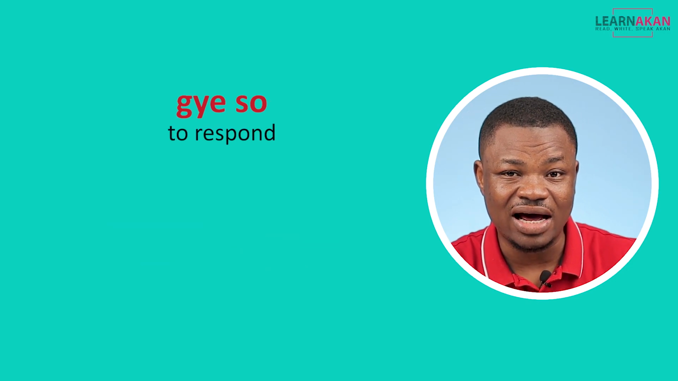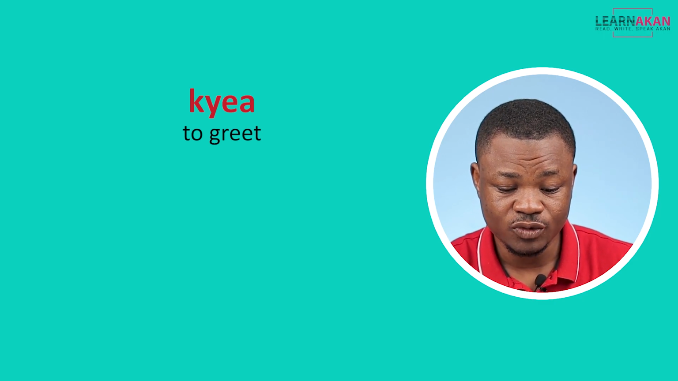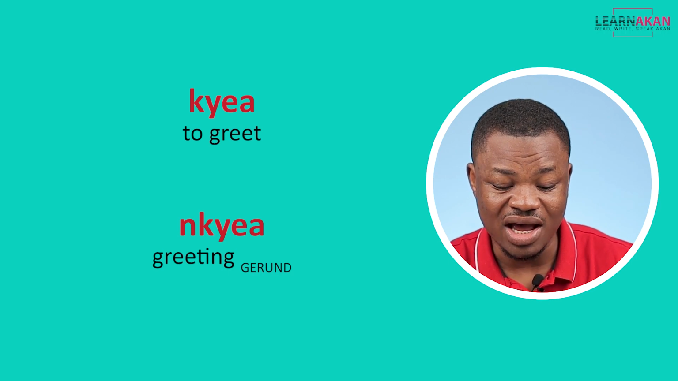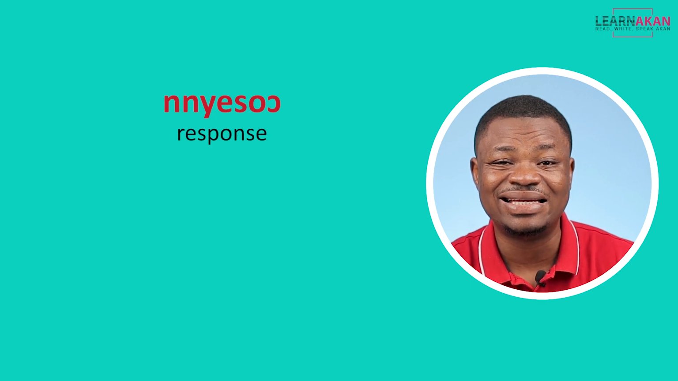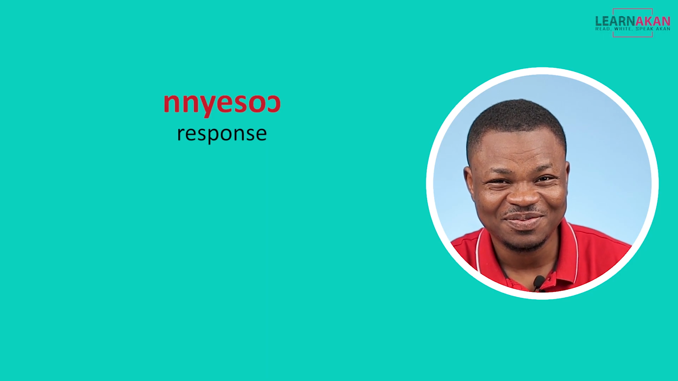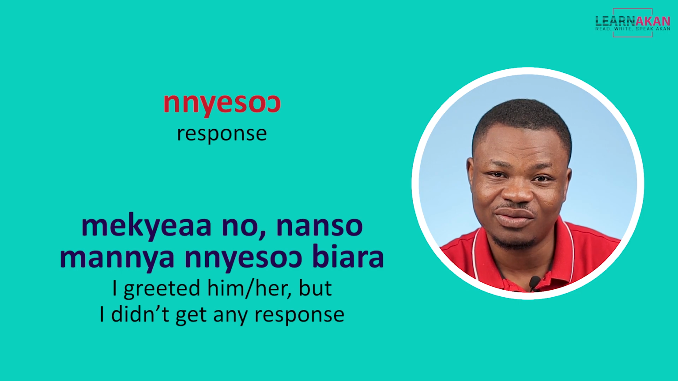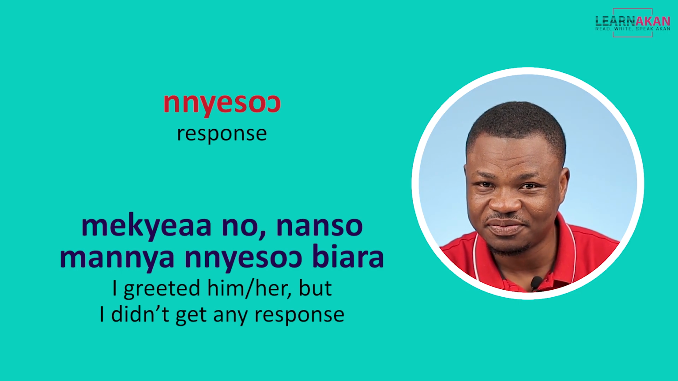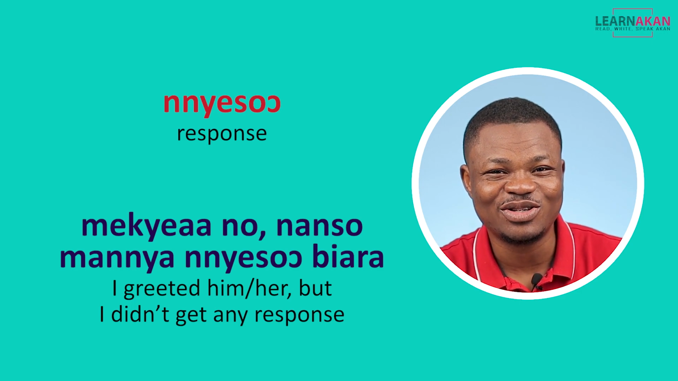Let's move to the noun version of this. So when we looked at kyea, which we said is to greet, we had the noun form, which was nkyea. Okay, now we have jeso, which is to respond. The noun form of this is nyesuo. Nyesuo. As an example to this, we have mekyea no, nanso menya nyesuo bia. Mekyea no, nanso menya nyesuo bia.